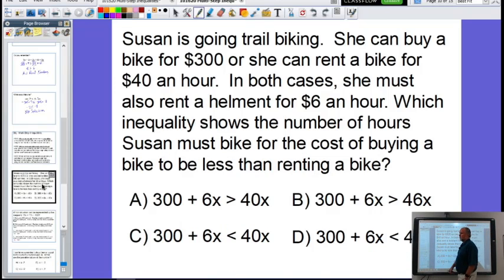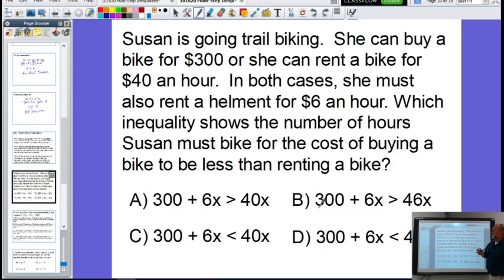And the first one deals with word problems. Okay, and these word problems, a lot of times what we're doing in these is we just have to take what's written in all of this stuff here and translate it into an inequality. So let's see if we can do that. It says Susan is going trail biking. She can buy a bike for $300, or she can rent a bike for $40 an hour. In both cases, she must also rent a helmet for $6 an hour. Which inequality shows the number of hours Susan must bike for the cost of buying a bike to be less than renting a bike?